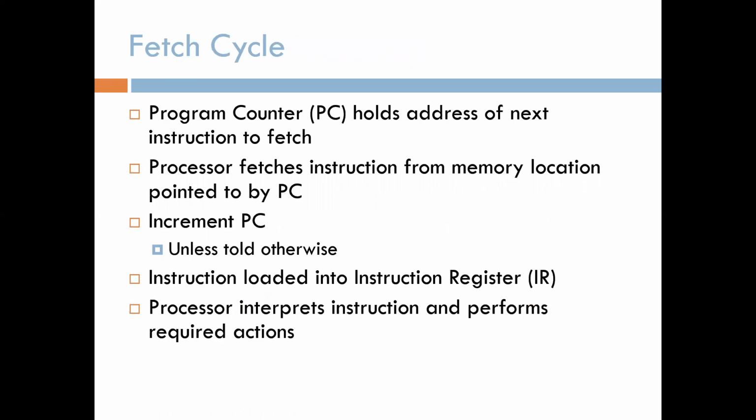So in the fetch cycle, the program counter, as I mentioned before, holds the address of the next instruction to fetch. The processor fetches the instruction from the memory location pointed to by the program counter. In the meantime, we will increment the program counter unless told to do otherwise. The instruction is loaded into the instruction register, which will then decode it, and the processor interprets the instruction and performs the required action. All of that is the fetch cycle. All of these things occur within one clock cycle of the processor.